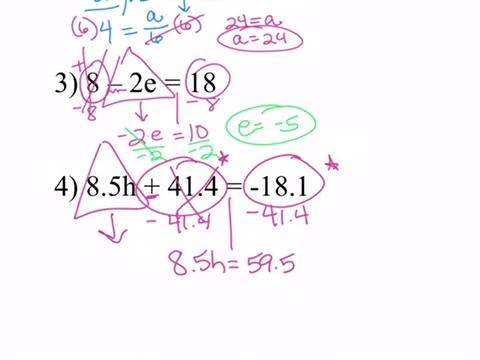So 8.5h equals 59.5. So since this is multiplication, I'm going to divide and divide. And that was a negative, and I forgot to put that there. Negative 59.5 divided by 8.5. And we get negative 7.